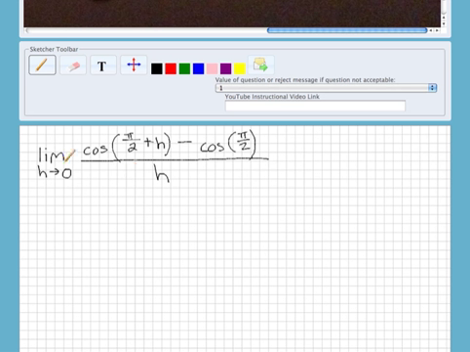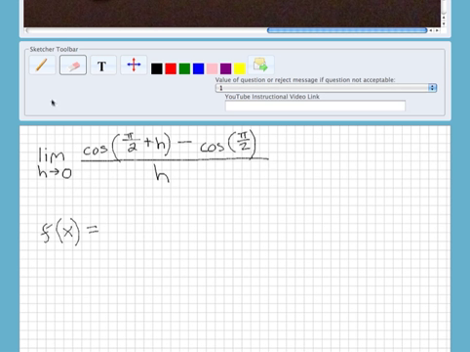The first thing you want to notice about this problem is that this is actually the definition of a derivative for a specific function. So what we're going to do is write out the function here for f prime of x, and the equation is, oh, you know what, erase this guy.